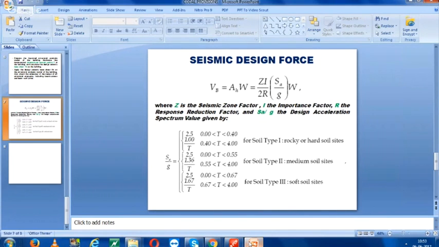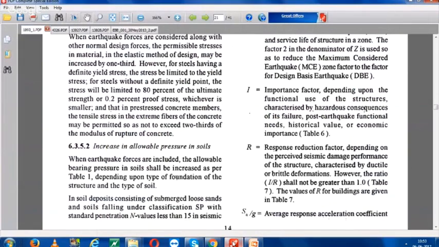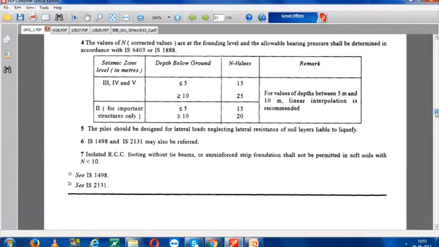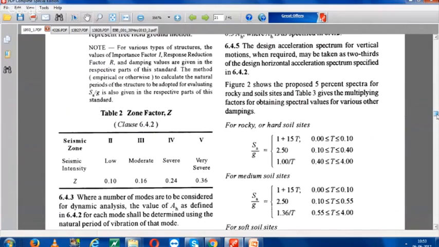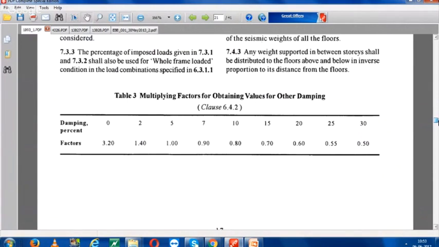beta. Now you need to consider the damping factor also. A building has some damping property. Here in this IS code, the damping factor is given, with the damping percentage.